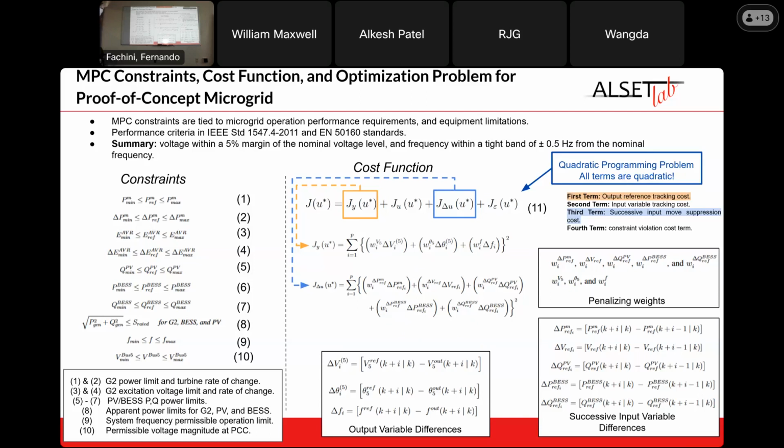for a microgrid are tied to the microgrid operation performance requirements and also to the equipment limitations. And in summary, what we want to achieve is we always want our voltages inside the microgrid to be within a 5% margin of the nominal voltage level. And the frequency has to be within a tight band of plus minus 0.5 hertz from the nominal frequency. So as we can see from the constraints, I devised 10 different constraints for the proof of concept system. Constraints 1 and 2 are related to the max and min power that you can inject from the microgrid, and also the rate of change of the synchronous turbine, the gas turbine.